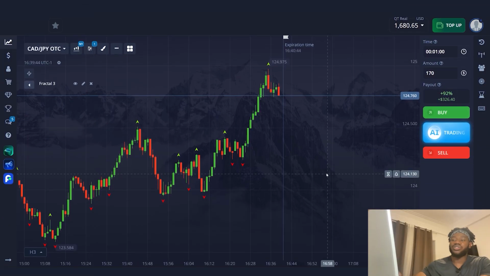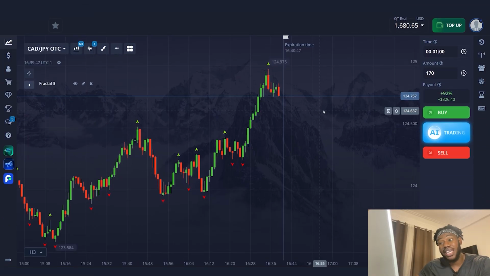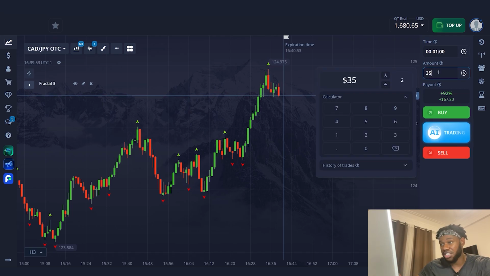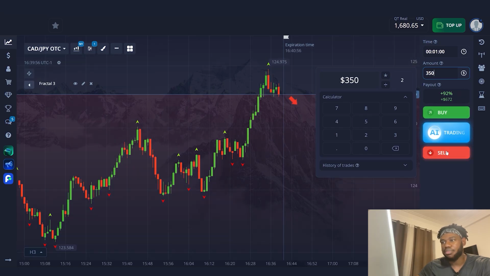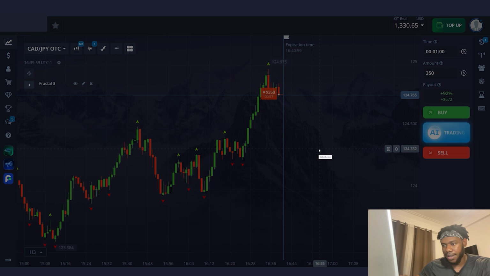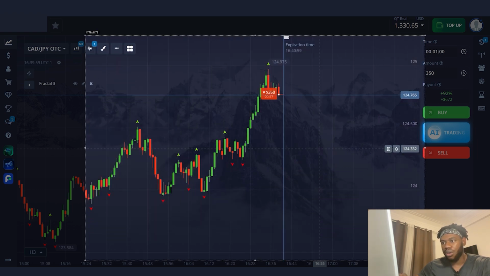I found the first suitable situation. I think you can make a profit with this. I use 1 minute of trading time, starting with an amount of $350. My forecast is that the price will decrease. We open the trade by pressing the red button. Now, let's take a look at the situation in more detail.